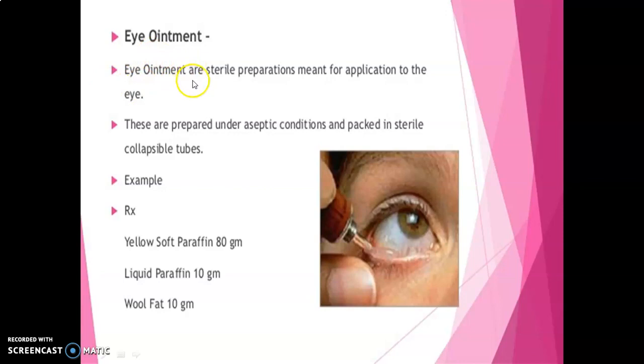Eye ointments are sterile preparations meant for application to the eye. These are prepared under aseptic conditions and are packed in sterile collapsible tubes. Example, Rx: yellow soft paraffin 80 gram, liquid paraffin 10 gram, wool fat 10 gram. This diagram shows how the eye ointment is instilled into the eye.